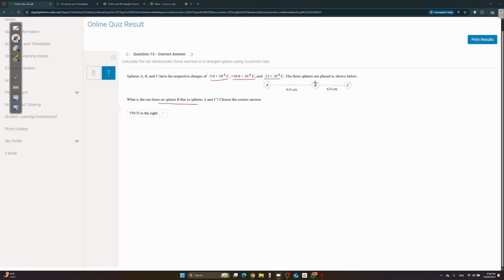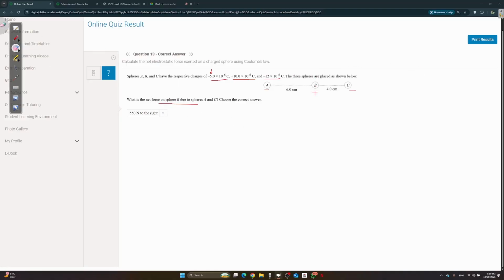So let's take a look at sphere B. Let's quickly put, A is what? What's the charge of A? Positive or negative? I don't care about the value for now. I just want to know the sign. A is negative. B is positive. And C is negative. Okay, so we're looking at the net force on what sphere?